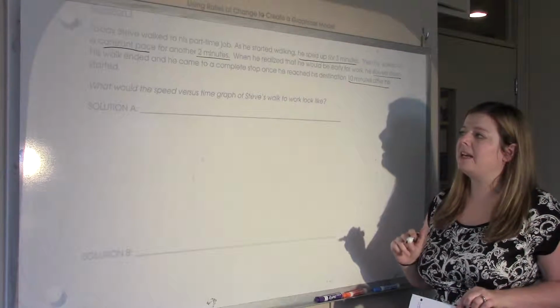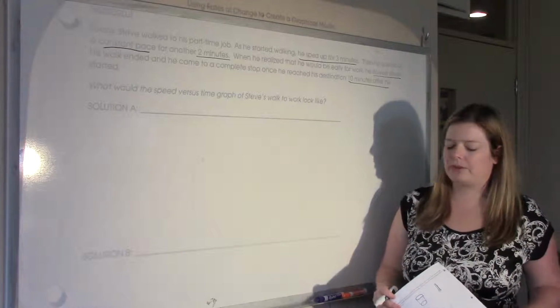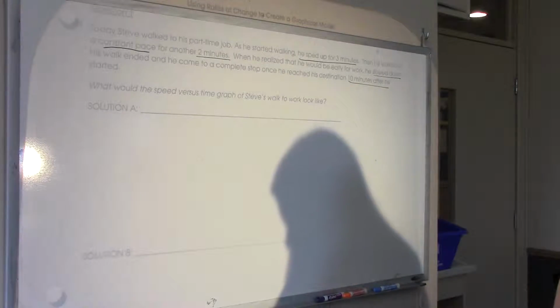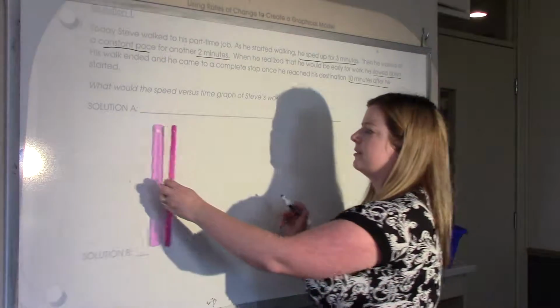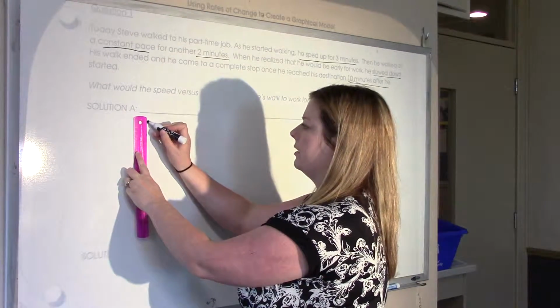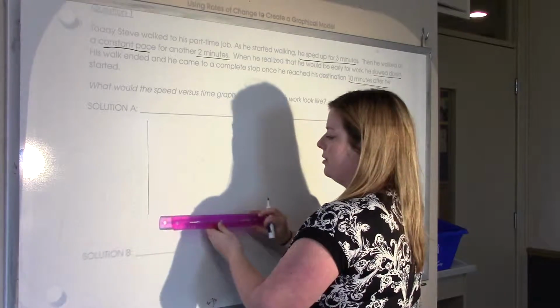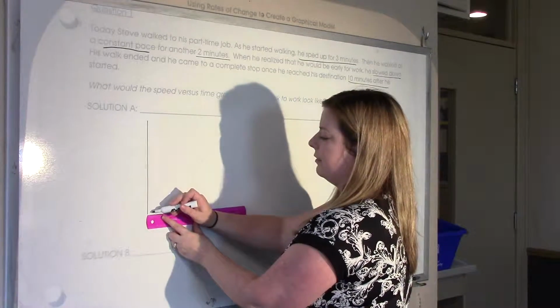So what would the speed versus time graph of Steve's walk to work look like? So we're going to have two solutions, solution A and solution B. So the first thing you want to do is take your ruler and do your speed versus time graph.